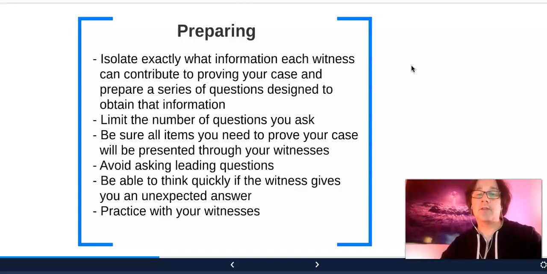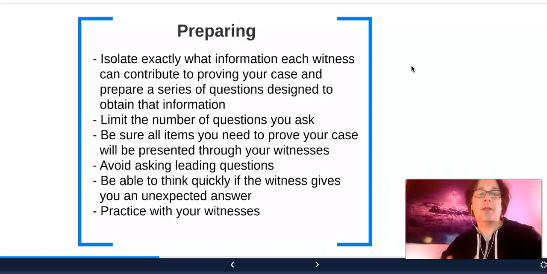Be sure all items you need to prove your case will be presented through your witnesses. Make sure that you have a witness to speak to each one of the items in your case that you want the jury to hear. You want to avoid asking leading questions, so you will likely get a challenge from the opposing attorneys if you're asking a leading question. So no leading questions during direct examination.